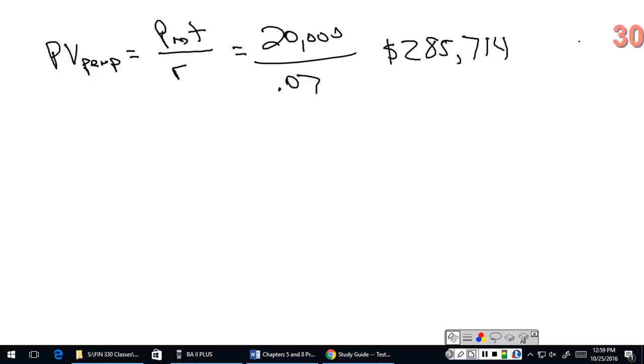If we invest $285,714 today and we can earn 7% on that dollar amount, 7% interest on $285,714 is $20,000 per year. So all we're doing is simply taking the interest that this deposit accumulates. We're never touching the principal, which is the $285,714, and so it's going to last forever as long as we can earn 7% interest or 7% return on our money.